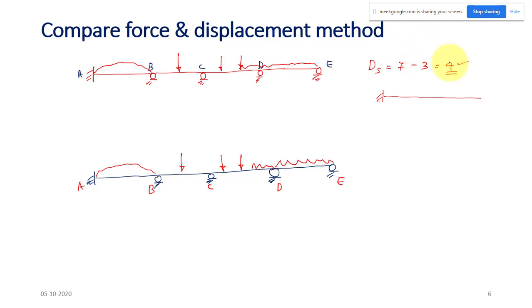After removing the redundant forces, you will have the same loading, and this is your primary structure. So what is the next step? You will analyze this primary structure subjected to external load. That is your third step. But if it is a displacement method, what is your first step?